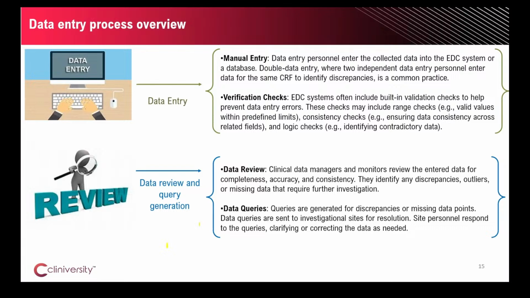Now, what could these verification checks be? The examples given here: the values are not within the predefined limits. That is, let's say you're updating a blood pressure value for systolic blood pressure. If you enter a value which is outside the acceptable range, then obviously a query will fire that the systolic blood pressure is higher or lower than the range of low and high. That's one kind of check.